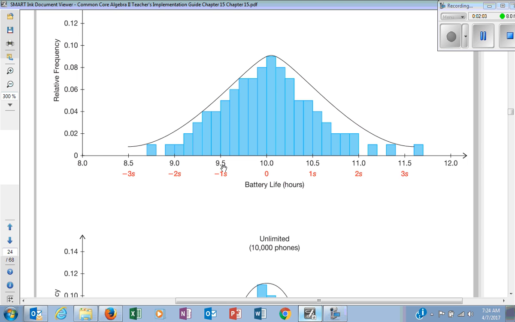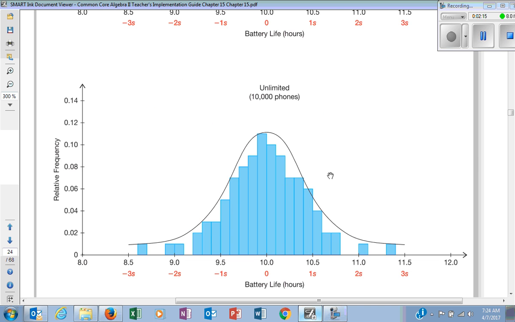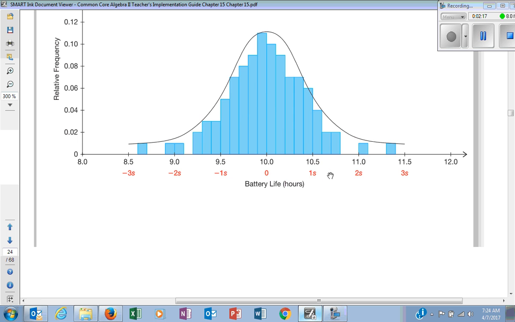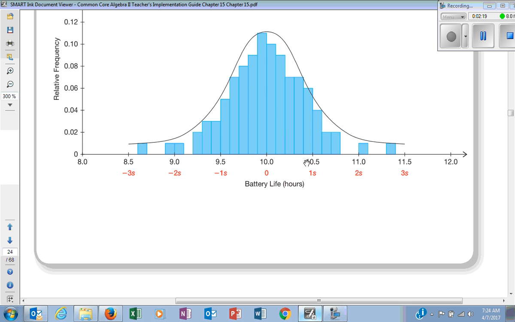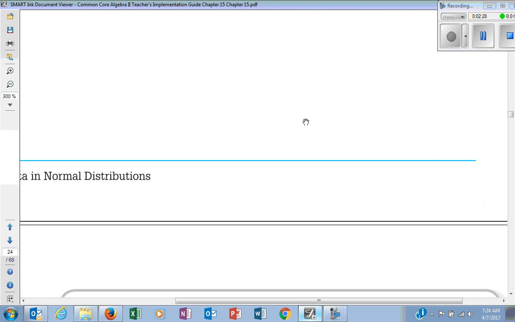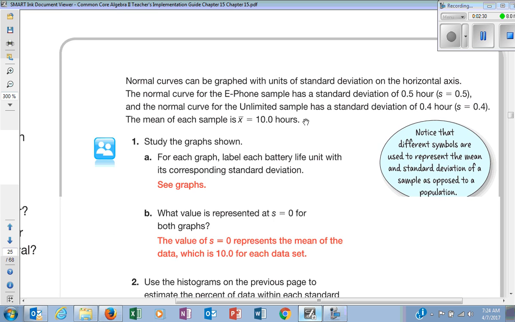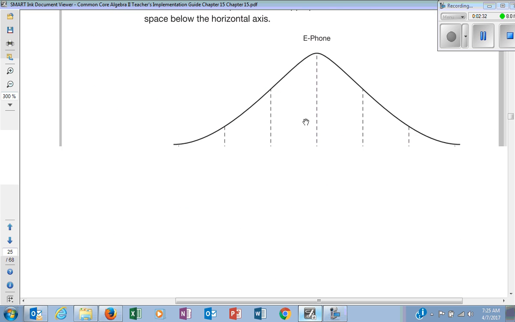Notice, what do you see about the standard deviations? It's from 10 to 9.5, yes? This standard deviation is to 10.5, yes? Watch what happens when we go down here. We have this right here, which is 10. One standard deviation is 9.5. One standard deviation is 10.5. Here's what that means. Right here.